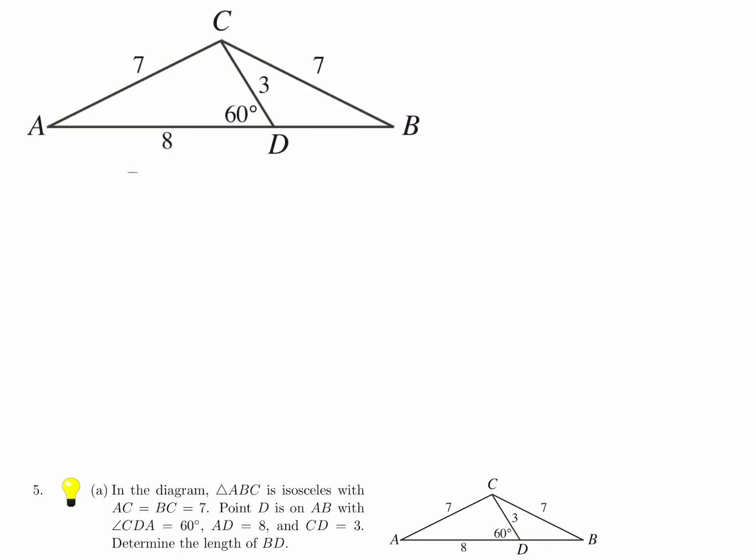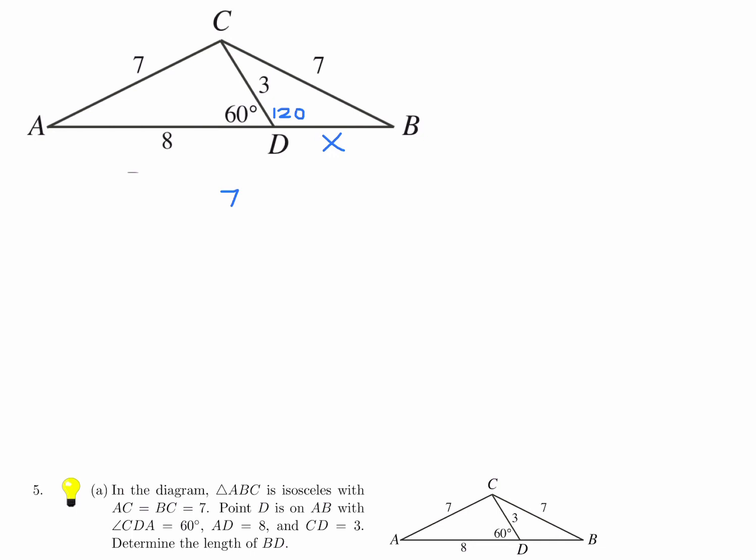In this diagram, I'll label the length of BD as x right here. And since this angle is 60, this angle has to be 120, since the angles about a line add up to 180. So therefore, on this triangle right here, I can use the law of cosines.